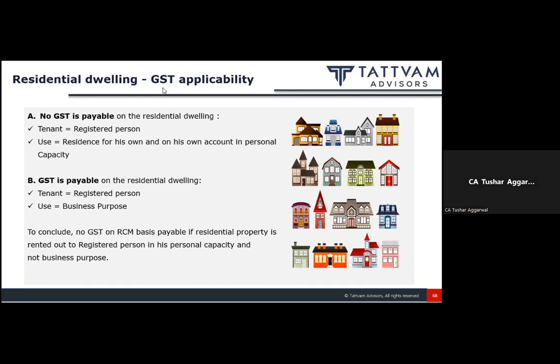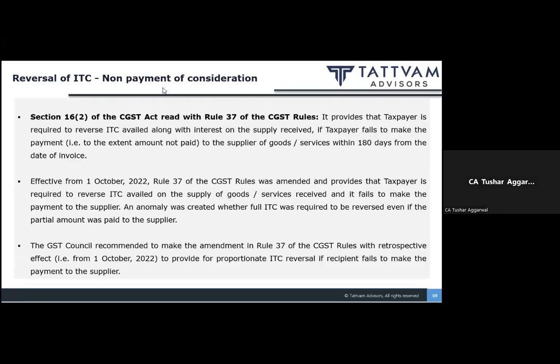But I have taken a residential property on rent for my personal purposes, in my personal capacity for my living purpose, and not in my professional capacity. They have clarified that if a residential property is rented out to a registered person in his personal capacity and not for business purpose, no reverse charge will be applicable. It's a very welcome relief, and that was always the intent of the legislature also.